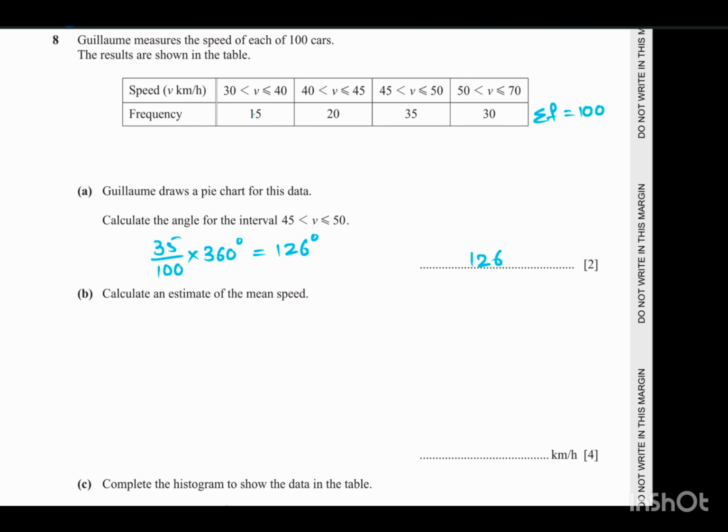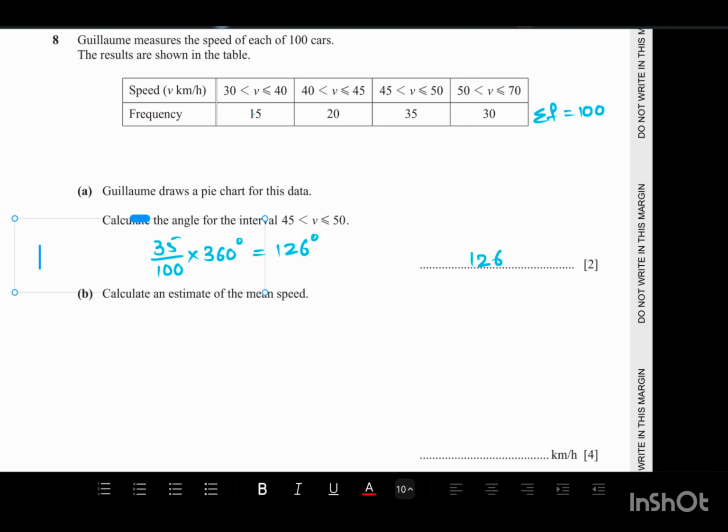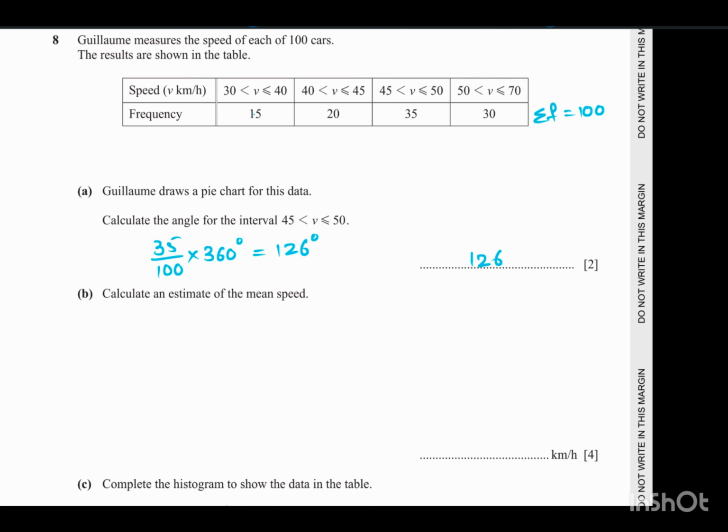Question B, calculate an estimate of the mean speed. We have to find out the mean speed. So for finding the mean speed, we have to draw one column here to find out the mid value, that is the x value. Okay, so find the x value, keeping it as x. So x value will be 30 plus 40 by 2, that is 70 by 2, which is 35. 40 plus 45 by 2 will be 85 by 2.